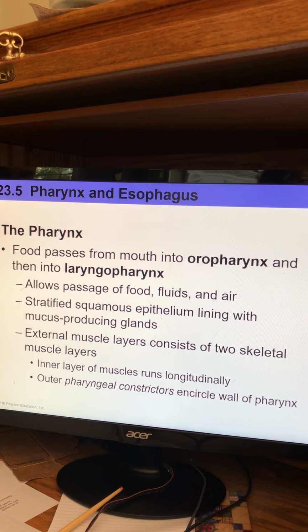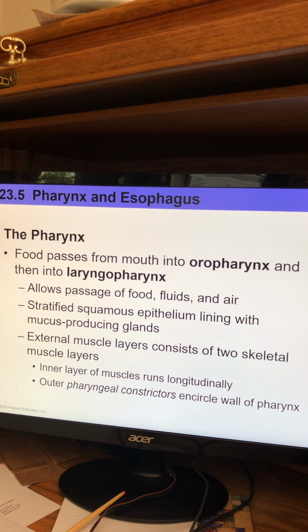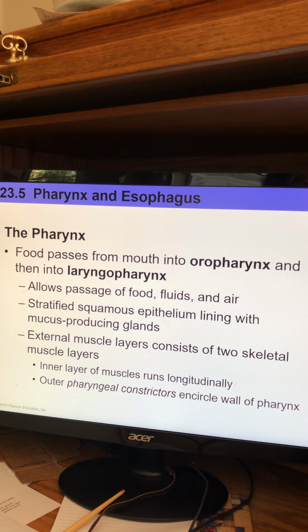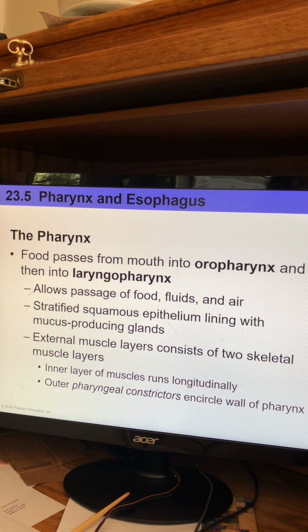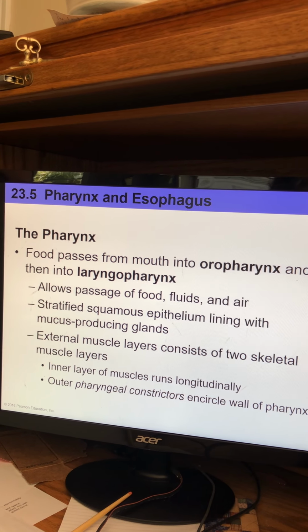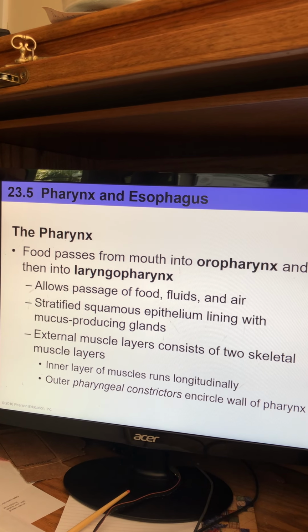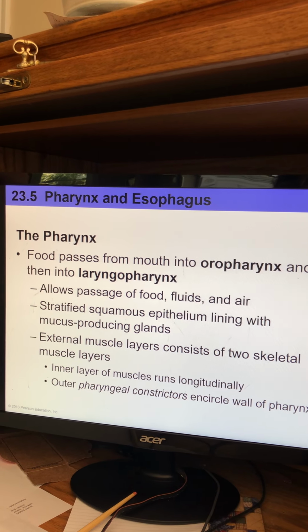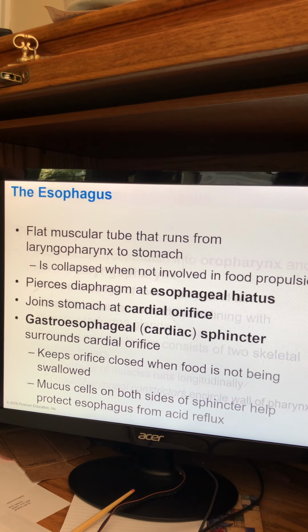Remember what I said in the lecture on how to know what the pharynx is made of histologically? Anytime food touches it, it's going to be stratified squamous epithelium. So this portion of the pharynx is going to have both food and air going down it. So the oropharynx and the laryngopharynx is lined with stratified squamous epithelium.